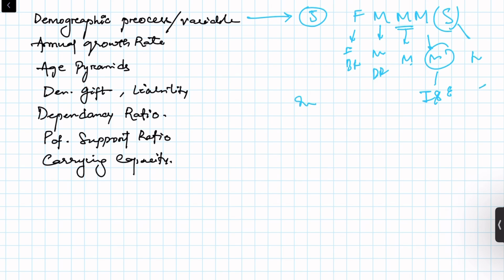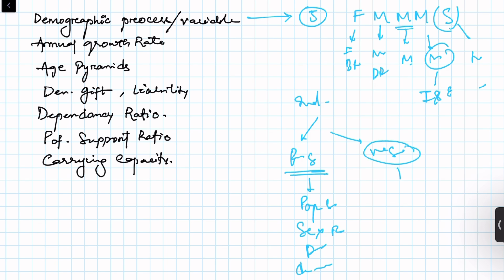There are some indicators. Indicators can be population statistics or vital statistics. In population statistics we have population size, then sex ratio, then density, then dependency ratio. And under vital statistics we have birth rate, death rate, natural growth rate, then life expectancy at birth, then mortality rate and fertility rate. All this comes under vital statistics.